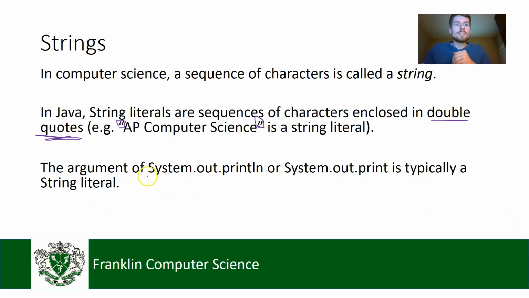The argument of System.out.println or System.out.print, those are our two tools for printing to the console right now, are typically string literals. You might have some extra stuff in there too. We'll talk about other things you can print, other things you can put inside of the parentheses. Remember, argument is talking about what goes inside the parentheses when you have your System.out.println, right? So it's going to say System.out.println over here, parentheses, the argument is whatever goes inside. So that's what's going to get printed.